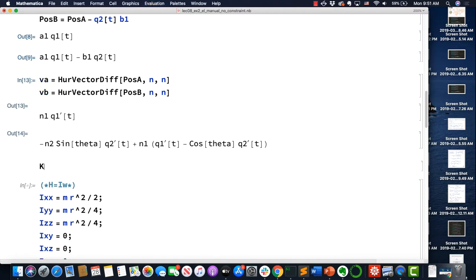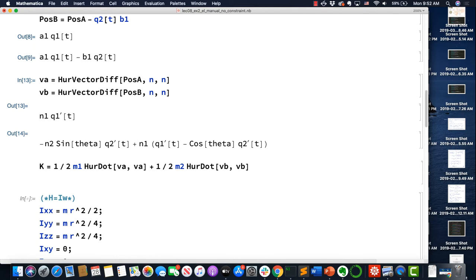So let's define our kinetic energy. It's half M1. Now you have to do the dot product. So VA and VA, right? And just copy that, paste. Now M2, VB and VB. Okay, that's our kinetic energy.